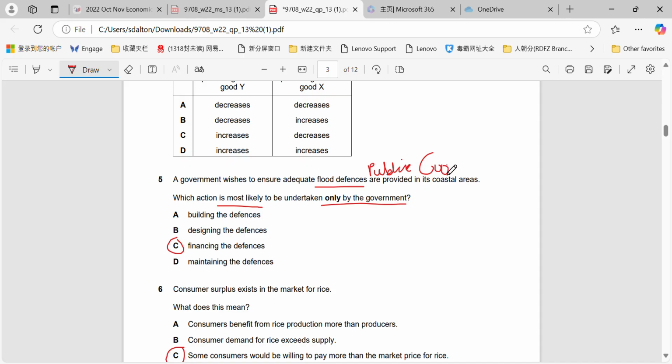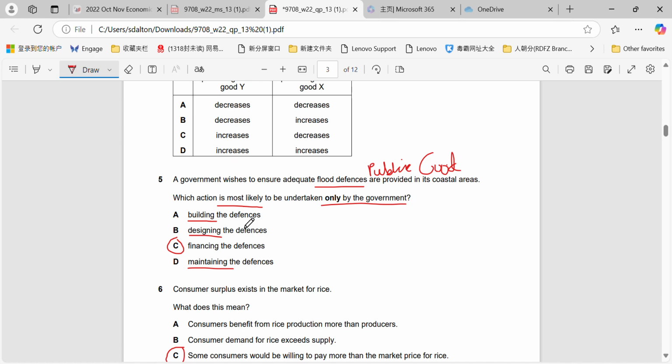Therefore, in order to actually have the good in the first place, and to maintain it or to build it or design it or whatever it is, we need to finance it, right? We need to get the funding to do it. And that funding will only be provided by the government. The government may build it and they may maintain it too, but the action they're most likely to undertake would definitely be financing it, because the private sector would never finance it.